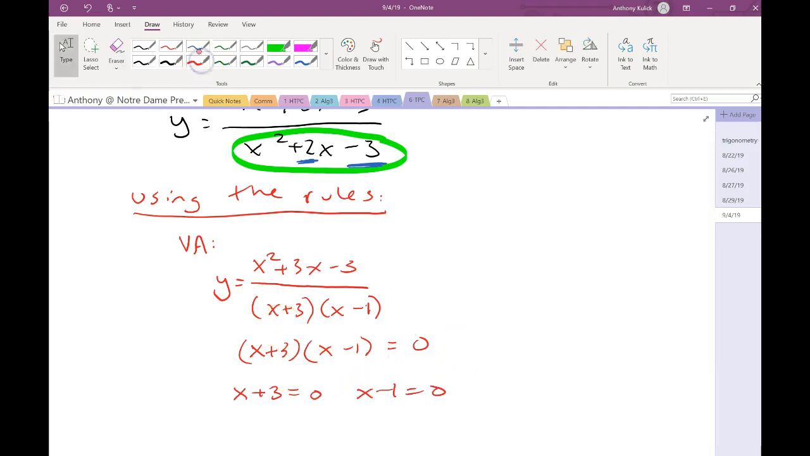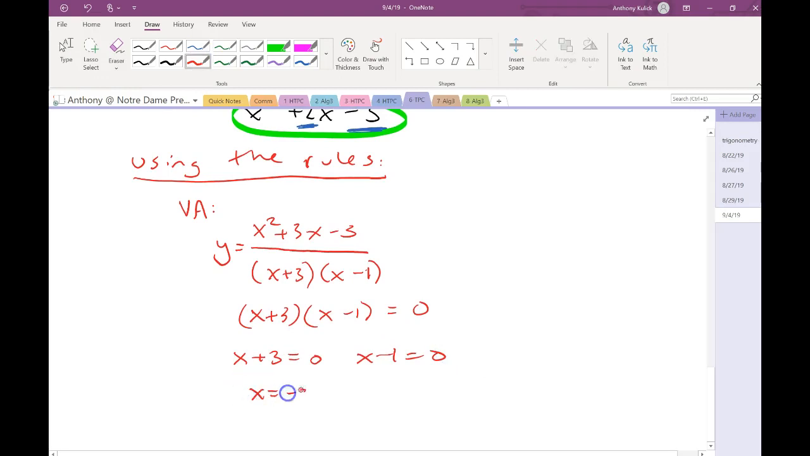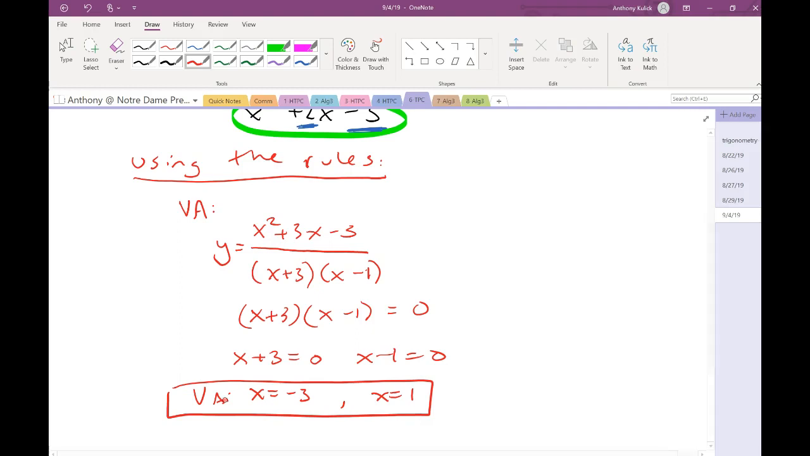All right. So to solve, I get negative 3 and positive 1, when I subtract 3 from both sides and add 1 to both sides. So I have 2 vertical asymptotes at -3 and +1. Is everybody happy with that? Feel like you could do that again? Shouldn't be too bad.